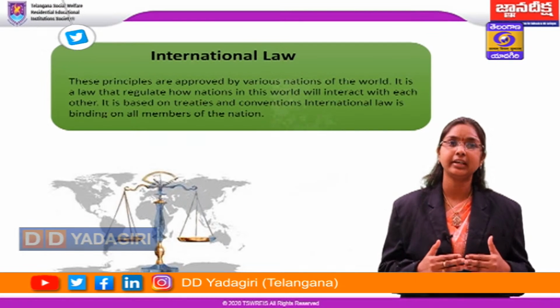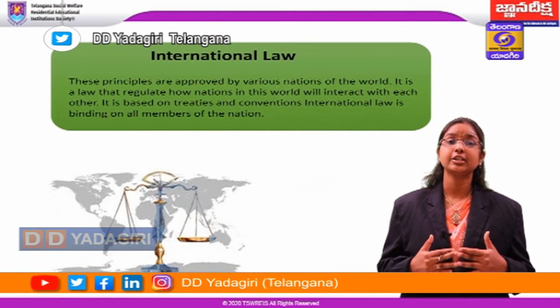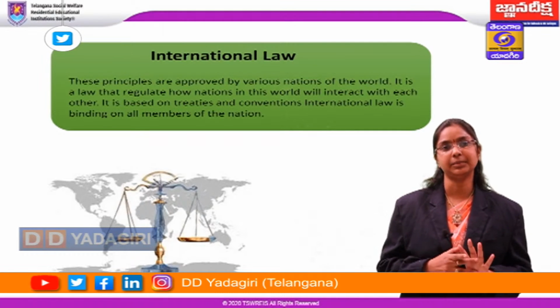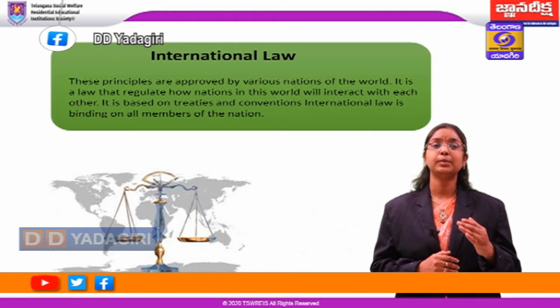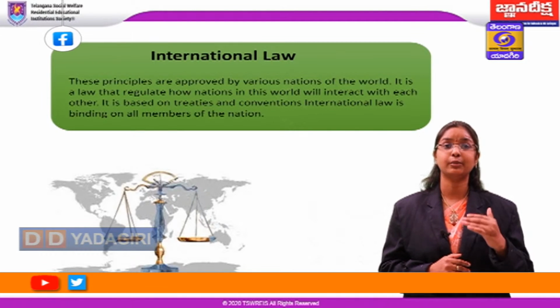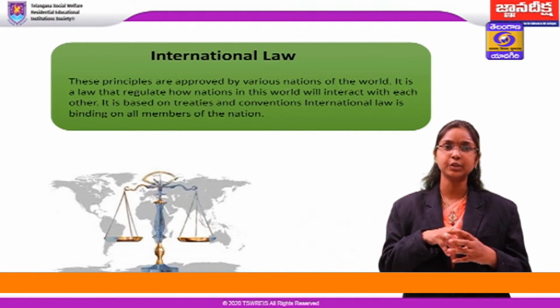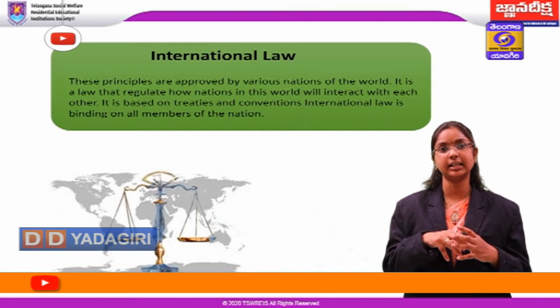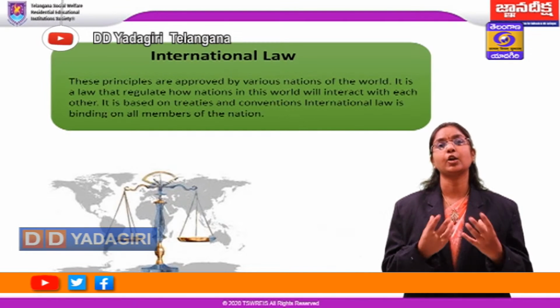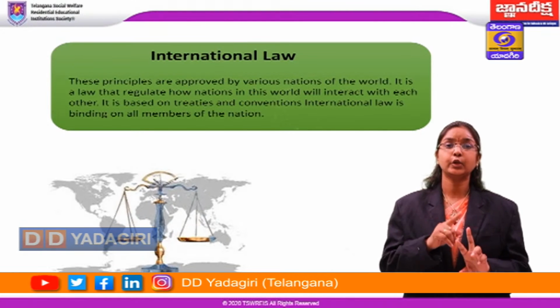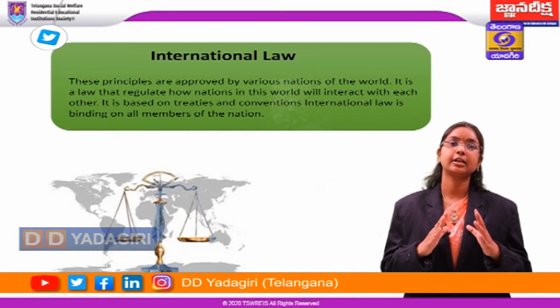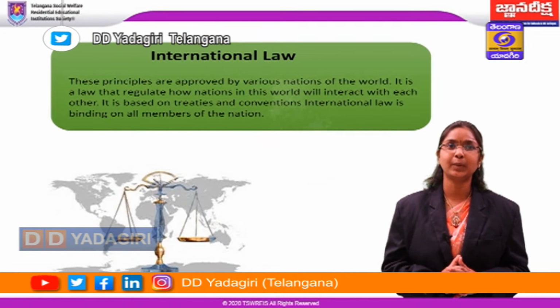It is based on treaties and conventions. International law must be binding on all the members of the nation. Example, WTO. So, WTO is an international organization wherein member countries have come together and framed those rules and regulations and started adopting and using those laws. So, as like WTO, European Union can be cited as a good example for international bodies.